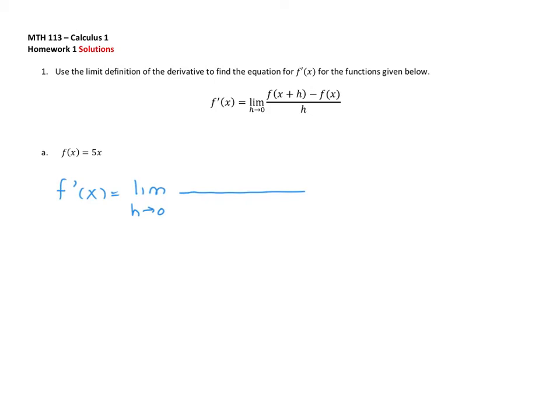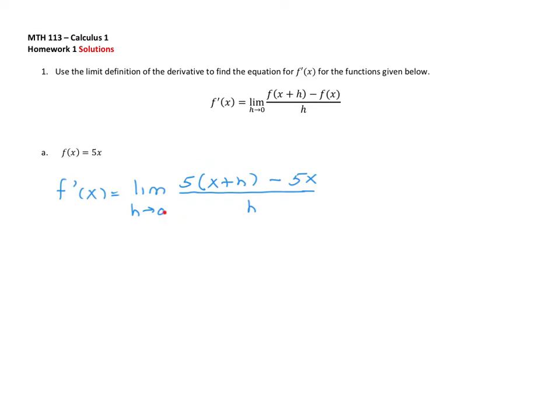f of x plus h. So I look at my function, and in place of x, I'll put x plus h. So we get 5 times x plus h in parentheses. Then we subtract off the function f of x, which is 5x, and we divide the whole thing by h. Our goal is to simplify this part of the expression and then take the limit as h goes to 0.